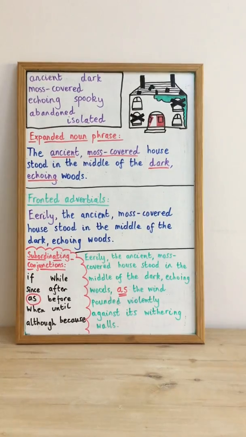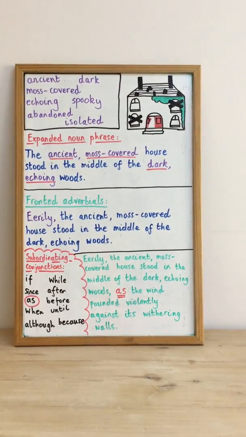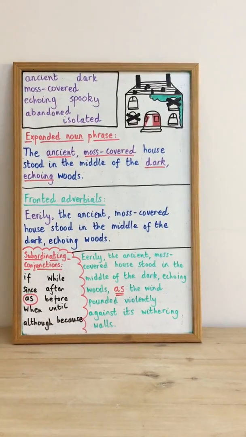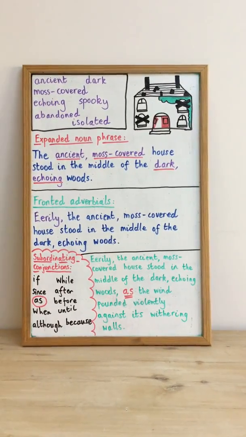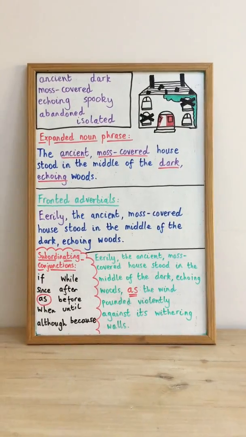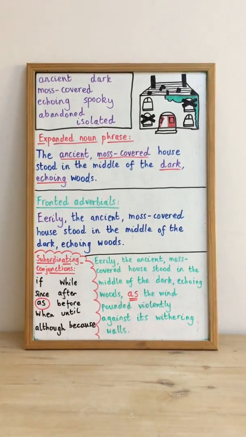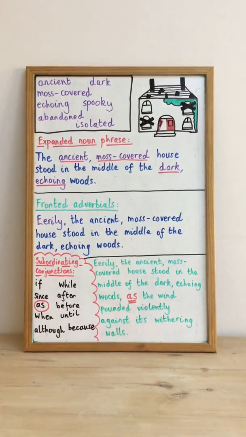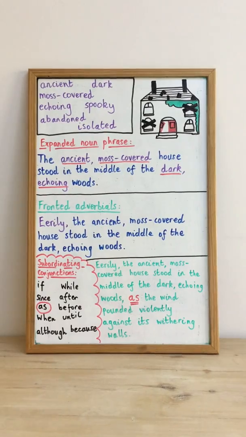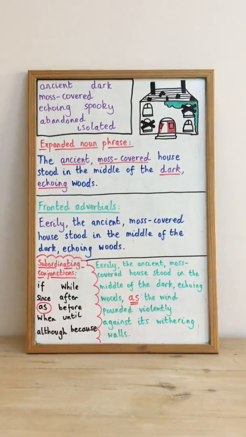Today in our English lesson, we're going to be trying to improve our descriptive writing by using three things: expanded noun phrases, fronted adverbials, and subordinating conjunctions. I'm going to cover an example with you now, and then you're going to have a go with another example. So, the image we're going to try and describe today is this spooky looking haunted house. You can see a fantastic drawing I've done of it in the top right hand corner.